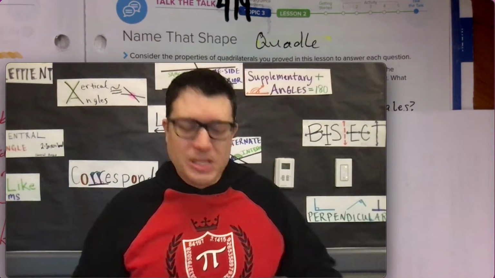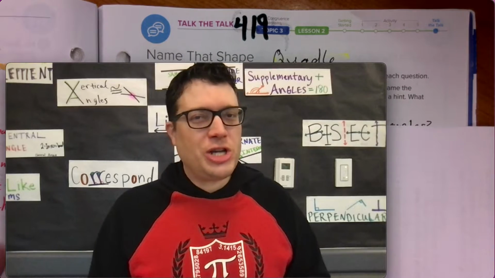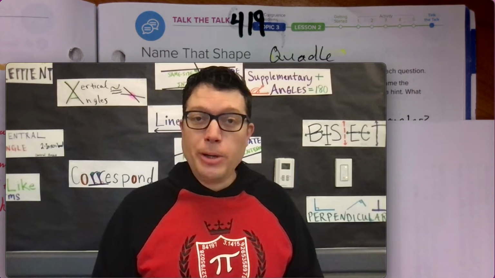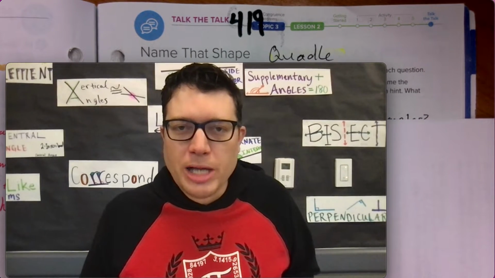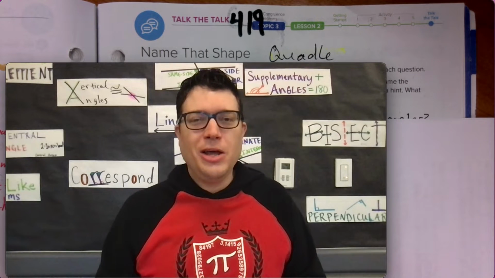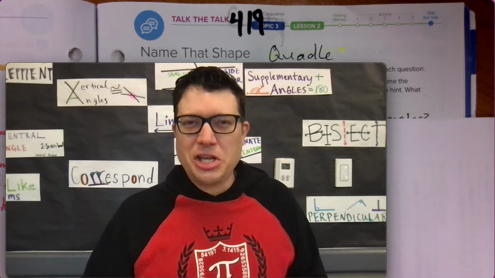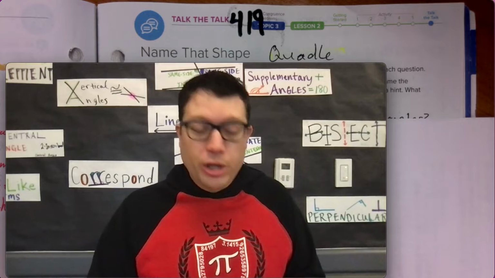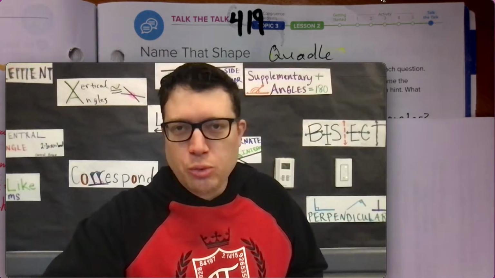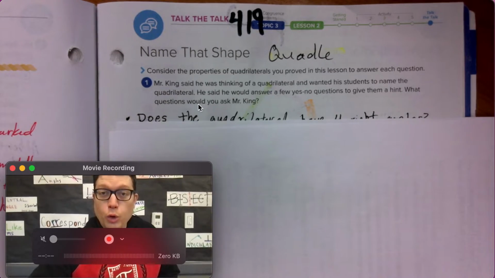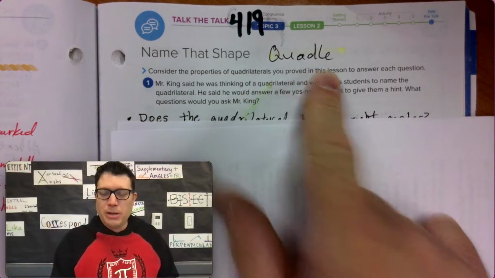What's up, everybody? This is page 419, and we're going to finish out lesson 2 of this topic, talking about the properties of quadrilaterals. And in this lesson, I have a very, I think, kind of challenging game-like feel. It reminds me actually of that word game that's all the rage right now, dating this video, Wordle. I'm going to call this one I just made up Quadle, right?